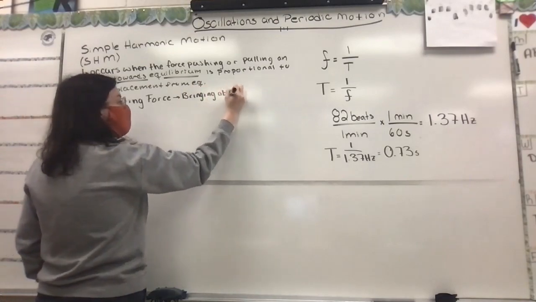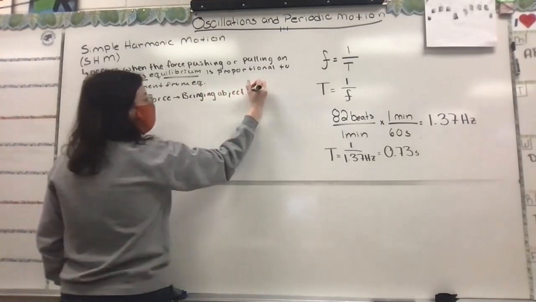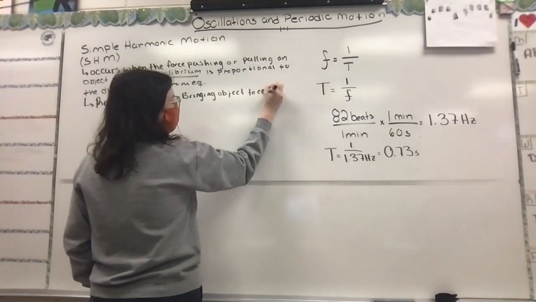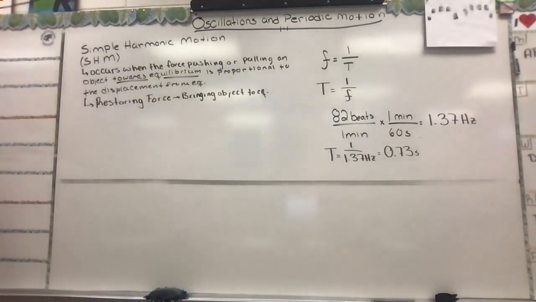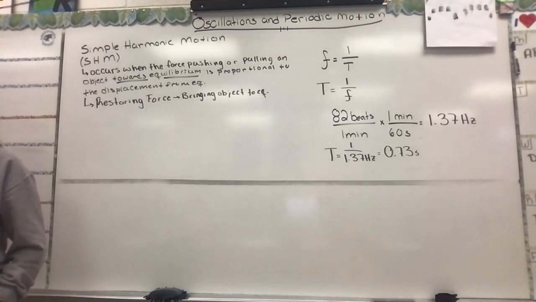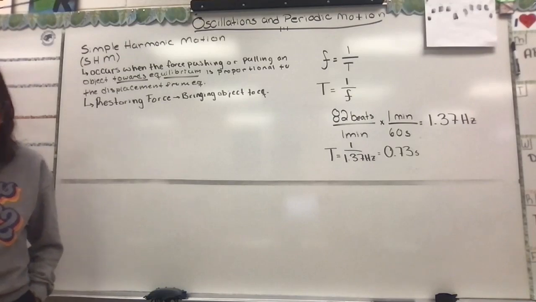Bringing the object to equilibrium. That's its goal. It wants to get that object to equilibrium. Because if you think about it, every object in the universe wants to be in equilibrium. Equilibrium is the happy place in science, okay?